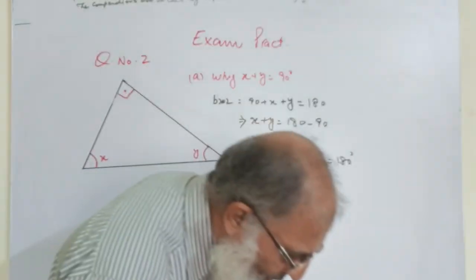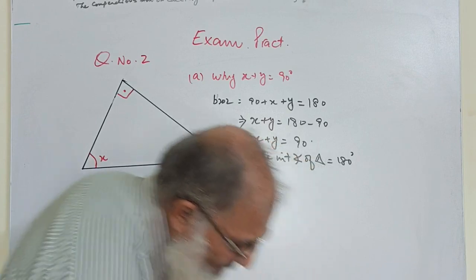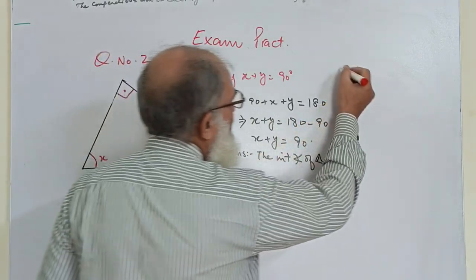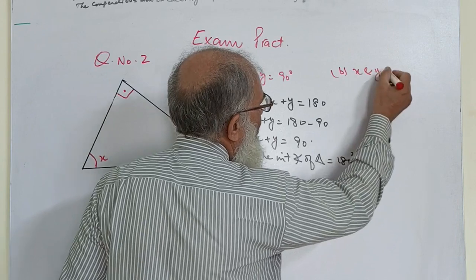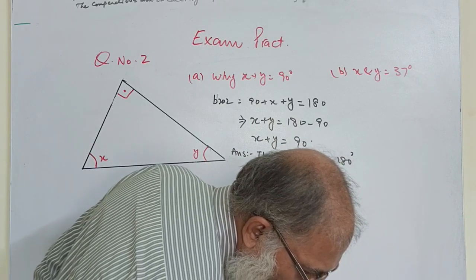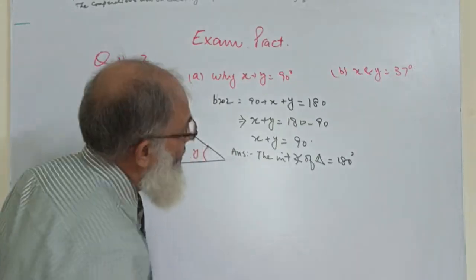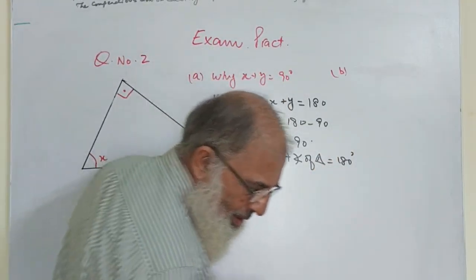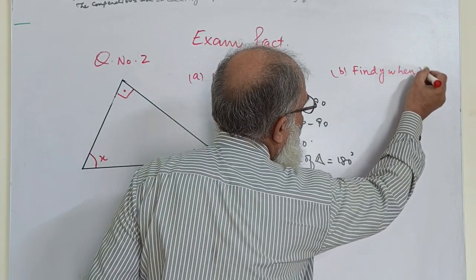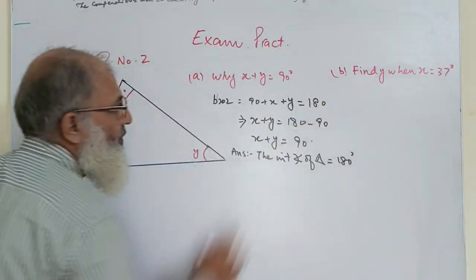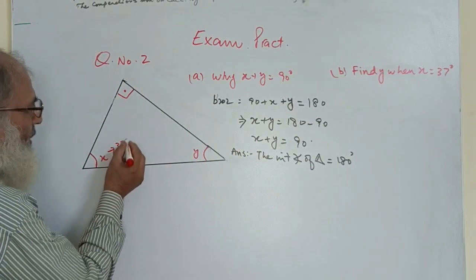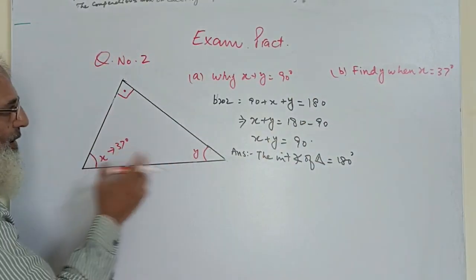Okay, now part B. Find y when x is equal to 37 degrees. Now we have to find y when x is equal to 37 degrees. This is in part B only. It is again very easy.